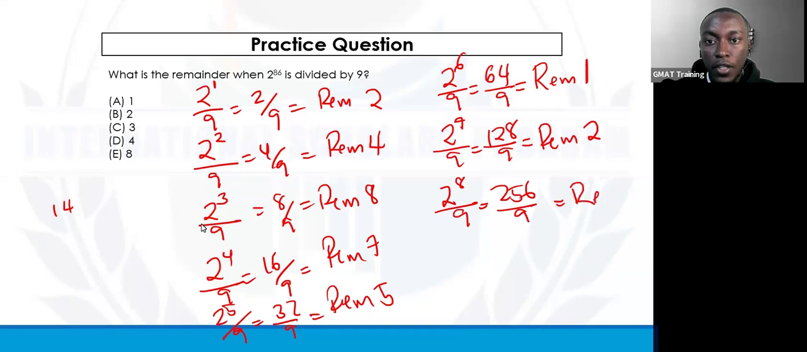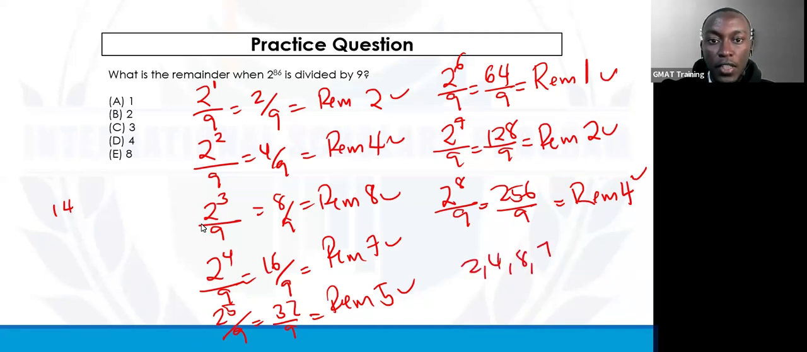Equals a remainder of 4. Hope you can see the pattern now: 2, 4, 8, 7, 5, 1, 2, 4. So expect a 2, 4, 8, 7, 5, 1 cycle for the remainders, which is a bit long compared to the other cycles.